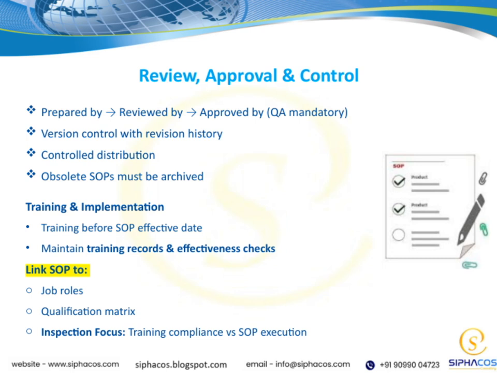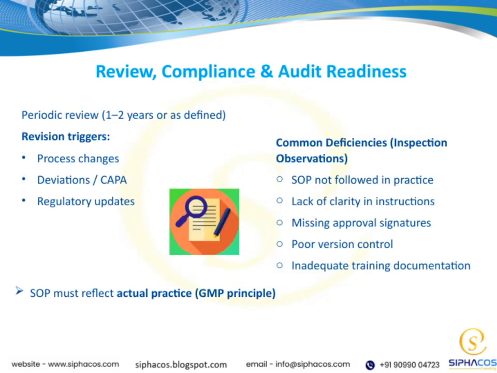All of these controls and training measures are vital for maintaining a high standard of quality and consistency across our operations. Let's take a closer look at the importance of SOPs truly reflecting actual practice, which is a core GMP principle. When SOPs are not aligned with what actually happens on the ground, it can lead to serious deficiencies during inspections. Some common issues we see include SOPs not being followed in practice, which suggests either the procedures are unclear or not properly communicated. Lack of clarity in instructions can cause confusion and inconsistent execution.